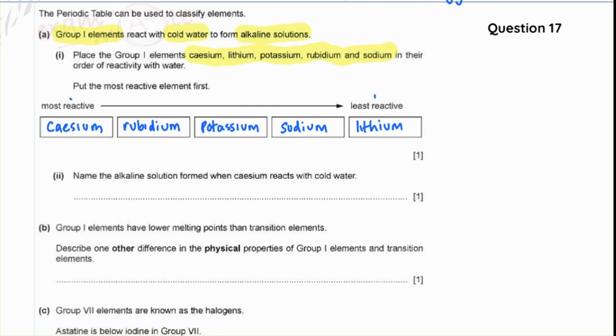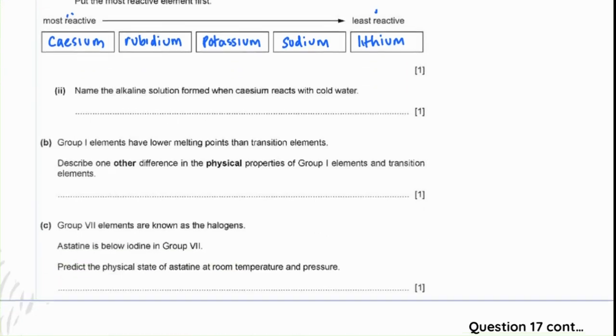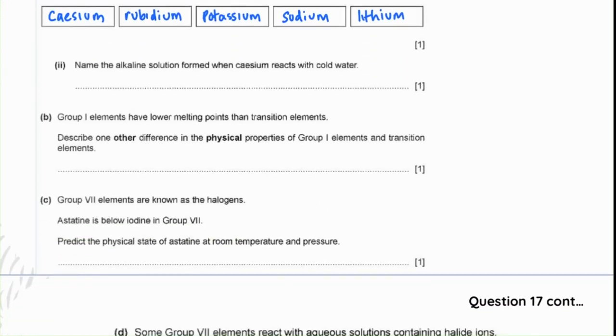So if ever you've got to put something in order of reactivity, always make sure that you are highlighting where is the most and the least reactive. Name the alkaline solution formed when cesium reacts with cold water. Well, any metal reacting with any cold water is going to make a metal hydroxide and hydrogen gas. So we're going to make cesium hydroxide.